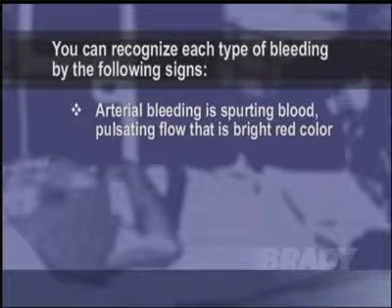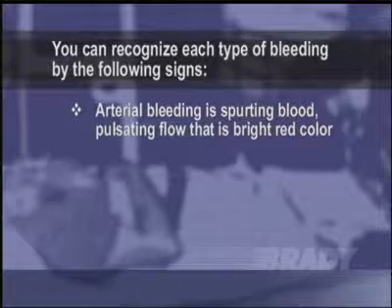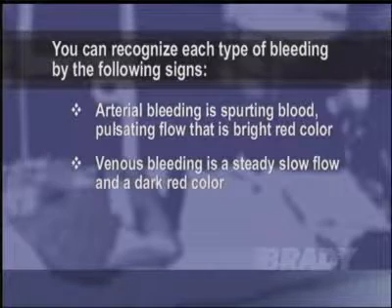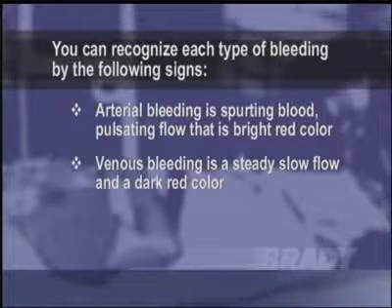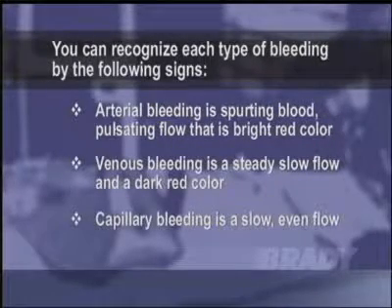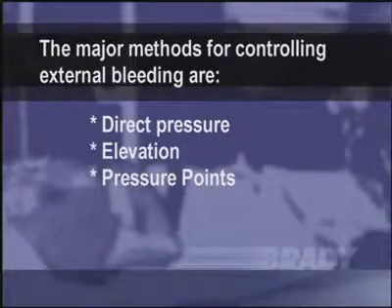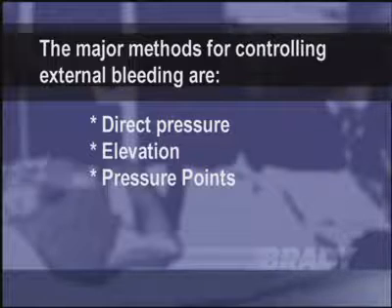Arterial bleeding is spurting blood with a pulsating flow that is bright red in color. Venous bleeding is a steady, slow flow and is a dark red color. Capillary bleeding is a slow, even flow. The major methods for controlling external bleeding are direct pressure, elevation, and pressure points.